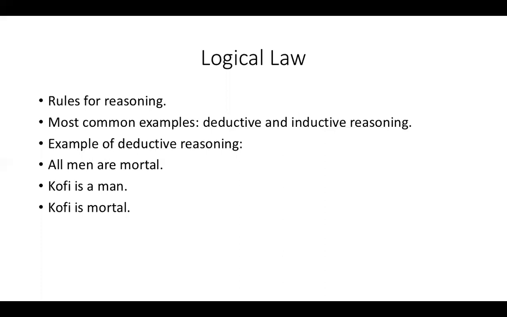Example of deductive reasoning: all men are mortal. Kofi is a man, therefore Kofi is mortal. So this is an example of deductive reasoning. If you say that all men are mortal, and if you say that Kofi is a man, then the conclusion Kofi is mortal is just a logical deduction, like we do in mathematics. There's no argument about it.